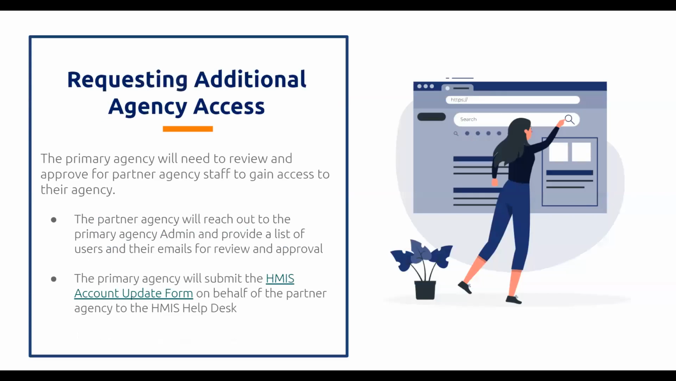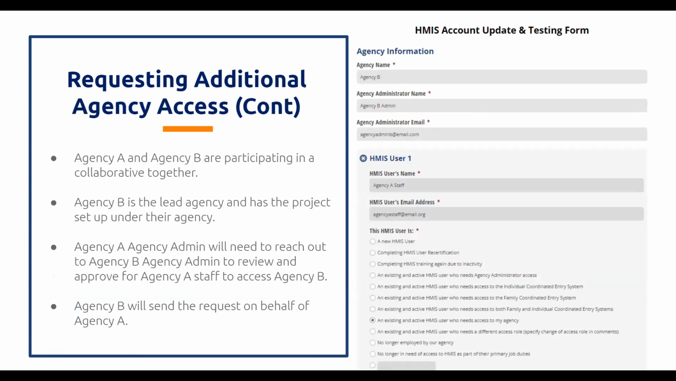Requesting additional agency access. The primary agency will need to review and approve for partner agency staff to gain access to their agency. The partner agency will reach out to the primary agency and provide a list of users and their emails for review and approval. The primary agency will submit the HMIS account update form on behalf of the partner agency to the HMIS help desk. We will be reviewing this in this slide.